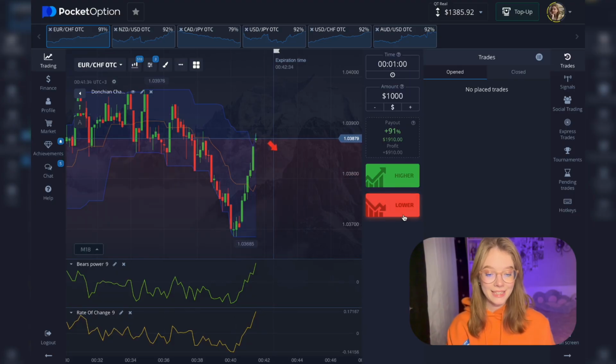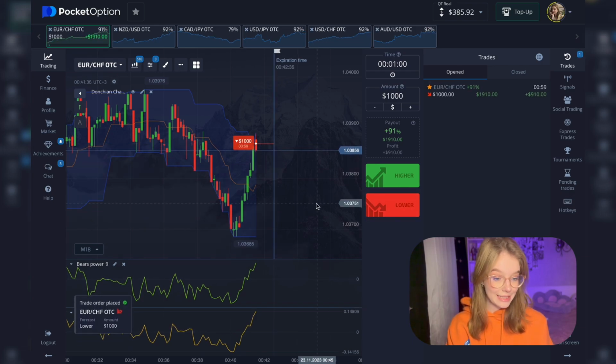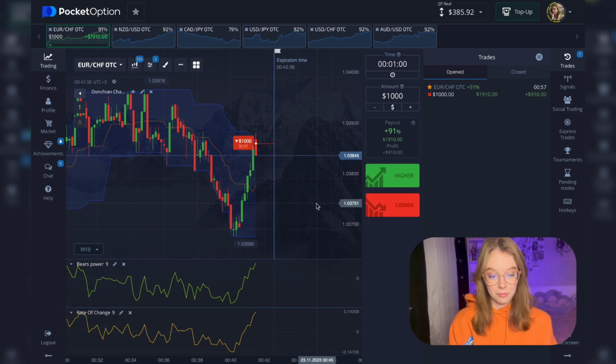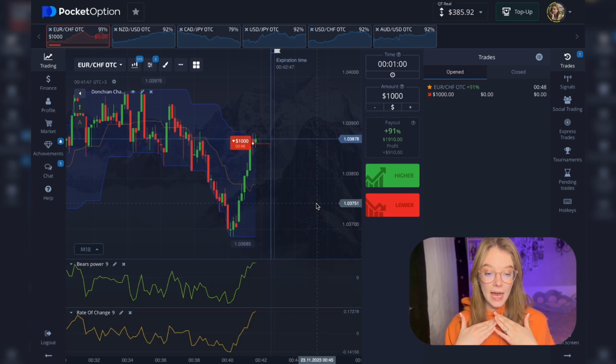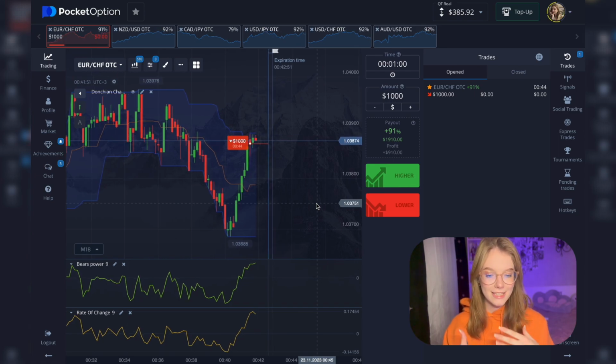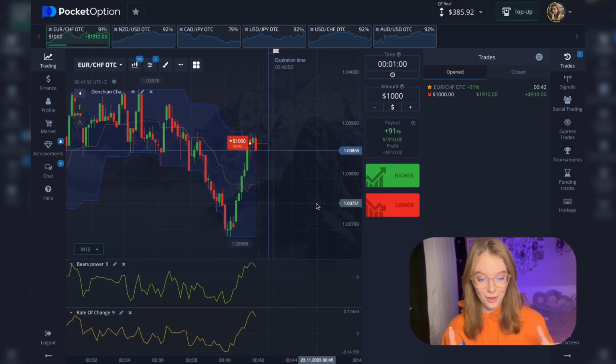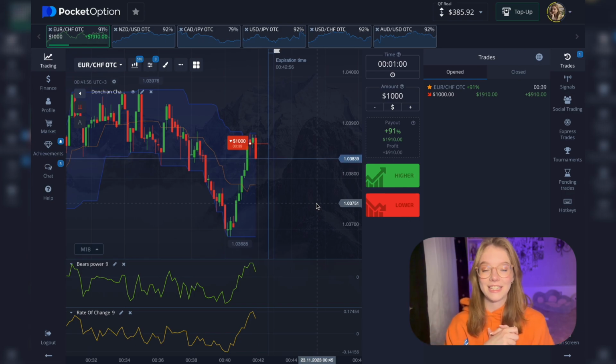And here we can see that the market just recently went from bearish to bullish. But there is one detail: both indicators are pointing to growth, and we can also see that the chart is at its maximum value in the corridor. Let's open a $1,000 trade betting on a decline.